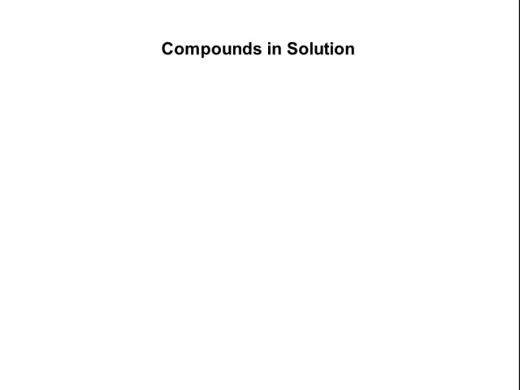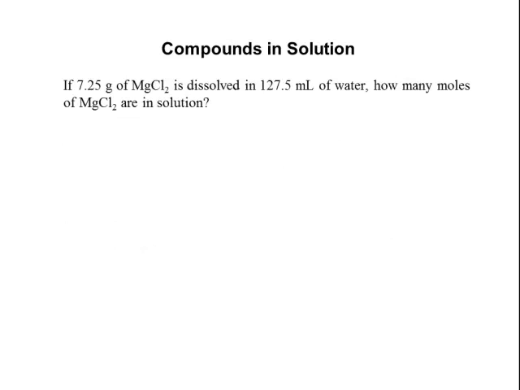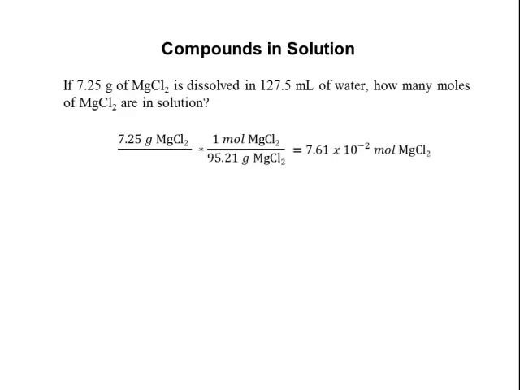Alright, let's look at another example of this calculation. If I take 7.25 grams of magnesium chloride and dissolve it in 127.5 milliliters of water, how many moles of magnesium chloride am I going to have in solution? Remember, I need to get it to moles based upon the molar mass. So I'm going to start with the 7.25 grams, use the molar mass, and I get 7.61 times 10^-2 moles of MgCl2.